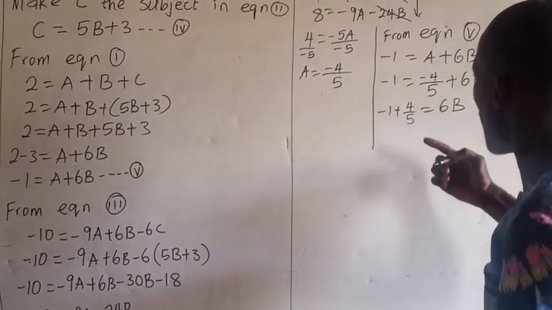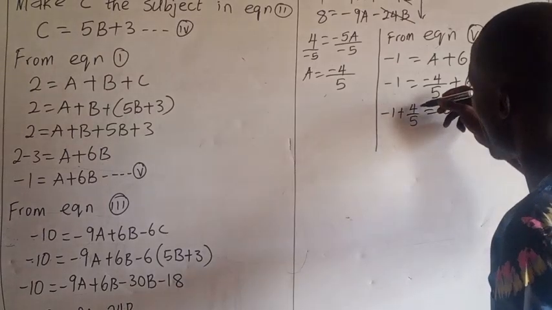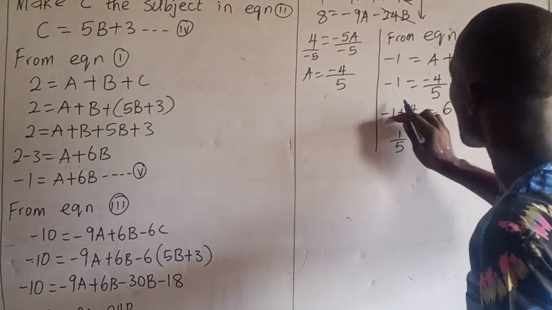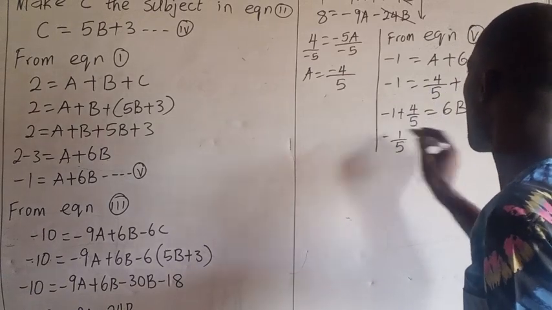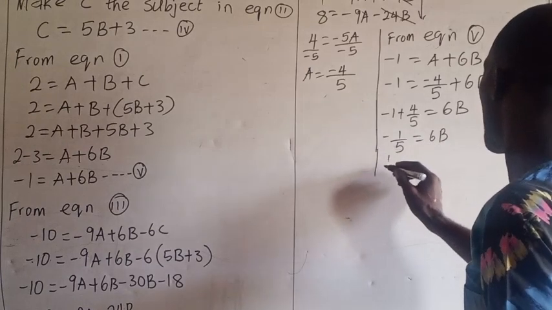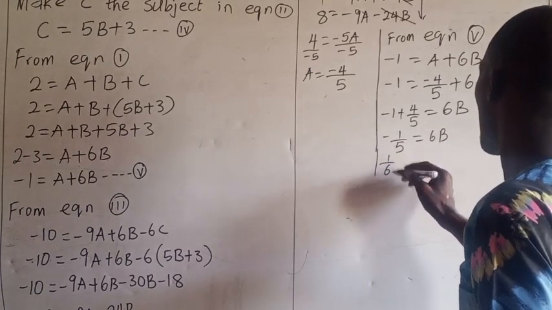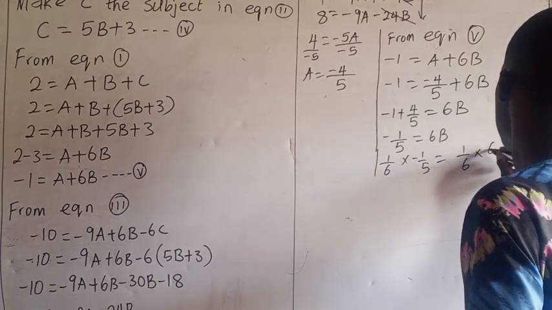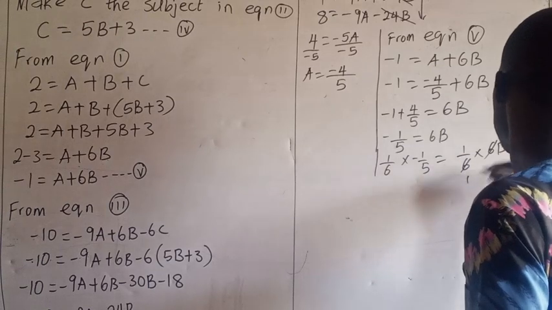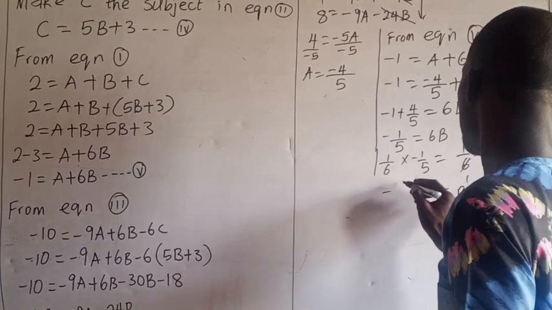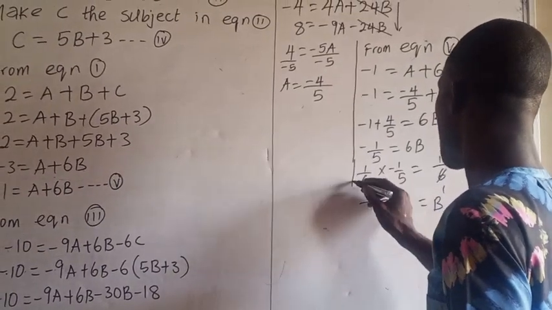Then all we just need to ask ourselves is, this is the proper fraction. What am I going to add to 4 to give me 5? That is 1 over 5. And because 1 is greater than 4 over 5, the answer is going to be negative equals 6b. Then what do we do? We multiply both sides by 1 over 6. 1 over 6 times 6b. So this is here 1, 6 here 1. I'll be left with b equals minus 1 over 30.